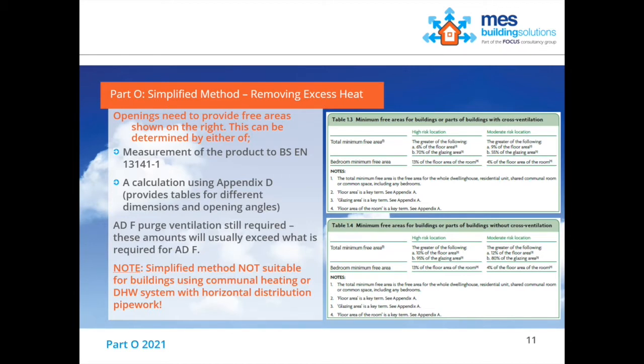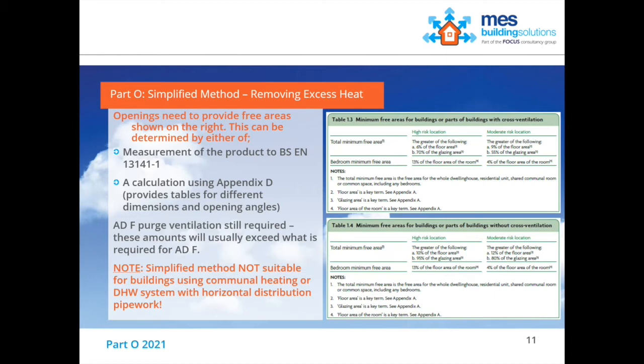So it will require openings over and above the areas required by Part F. So as you can see, if we can't use opening windows, then we're going to struggle to use the simplified approach at all. And then we may be forced onto the DSM approach.